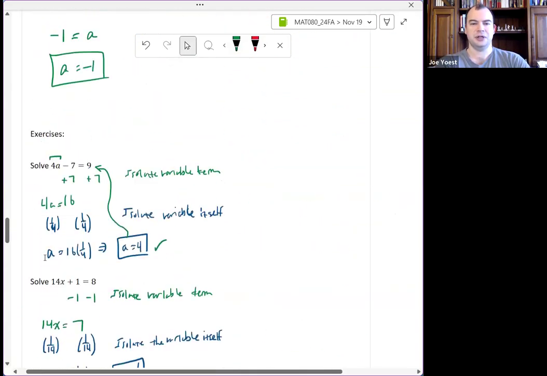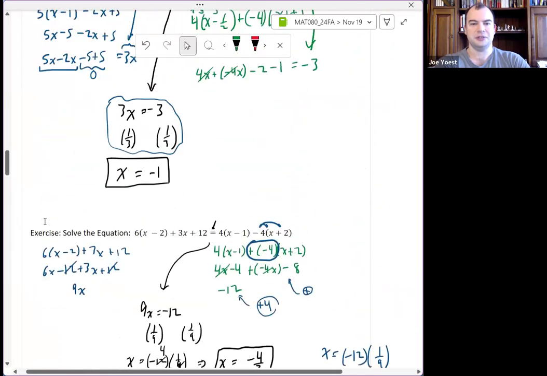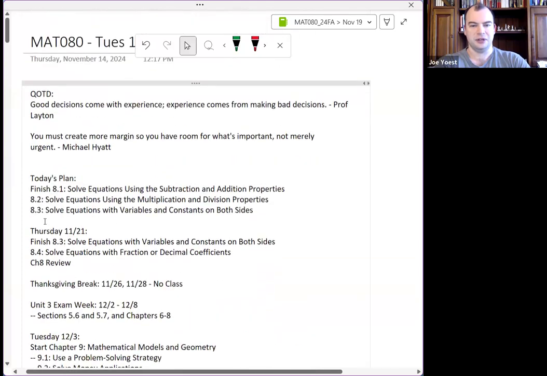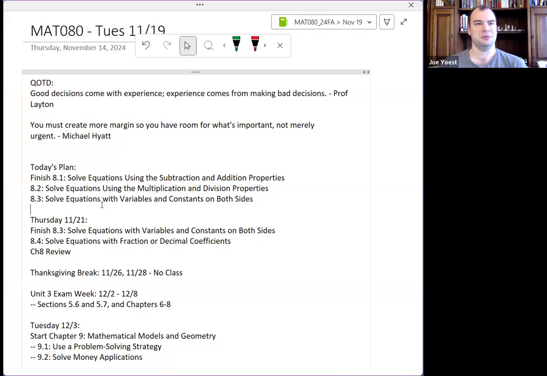All right. I don't want to start into solving equations with fraction or decimal coefficients. We're going to leave that for next time. So next time, what we'll plan to do is take a look at solving equations with variables and constants on both sides. Maybe some slightly more challenging problems. Maybe we have to do a little bit of simplification first.